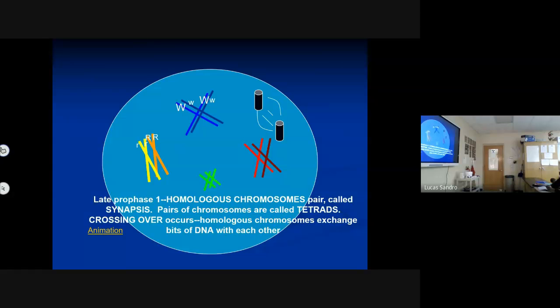And in synapsis, because of that thing we just mentioned where these chromosomes are doubled structures, it's almost like there's 4 versions of every chromosome. We call them tetrads. Tetra is a root that means 4. But the really important thing here is a process called crossing over.